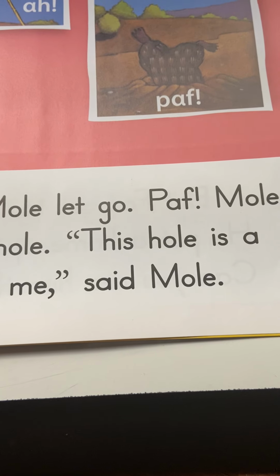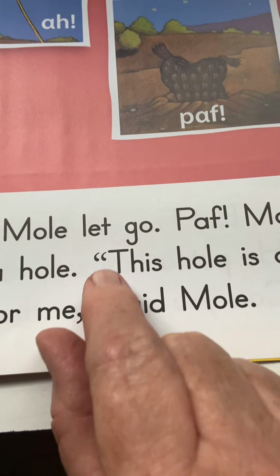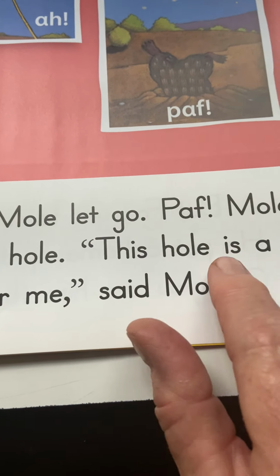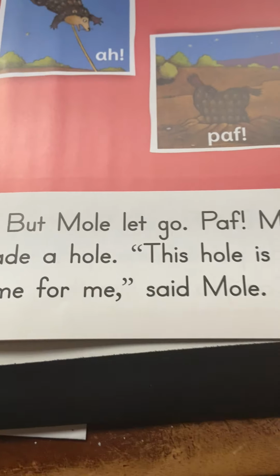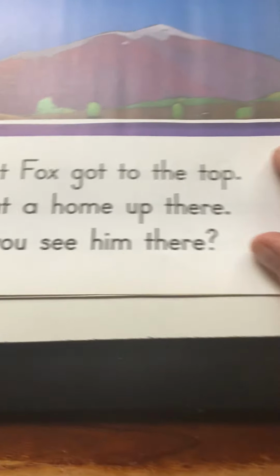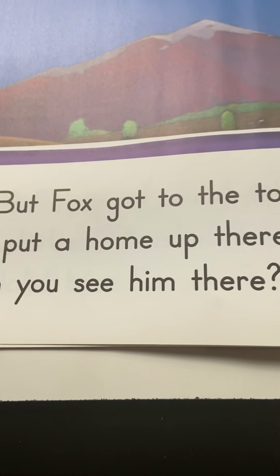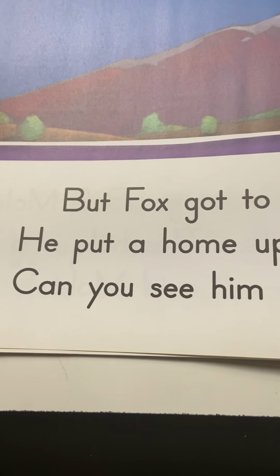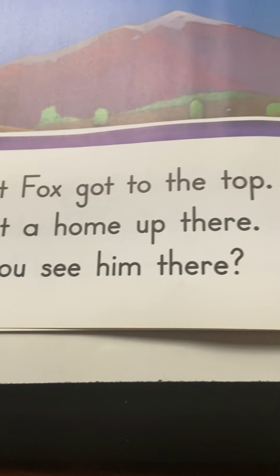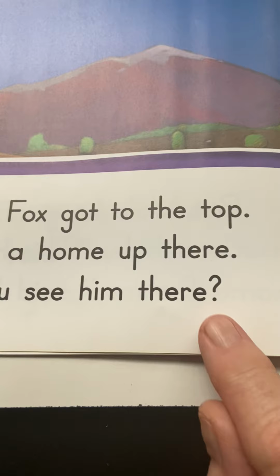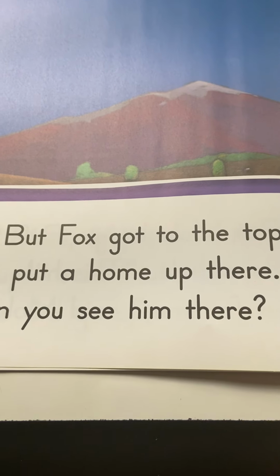Home for me, said Mole. This time Mole is talking. He's saying this hole is a home for me. You see the quotation marks. Said Mole. But Fox got to the top. He put a home up there. Can you see him there? And there's a question mark because they're asking us a question, sorry.